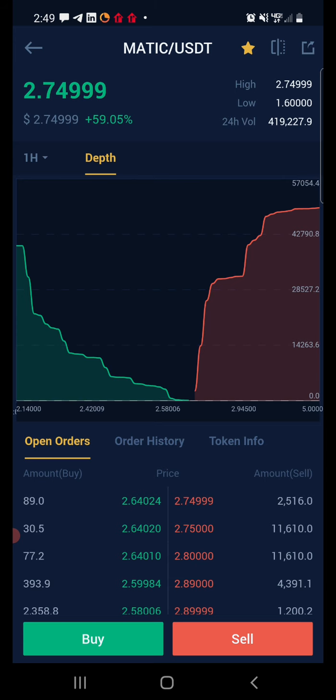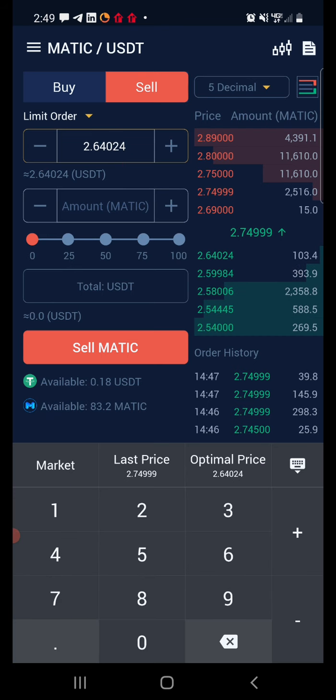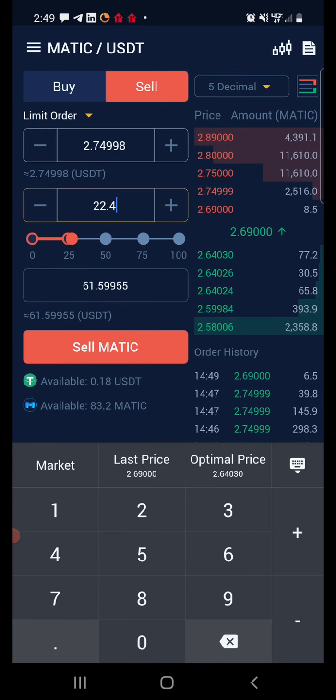So I'll just show you an example. If I can get in here and sell right before this guy. He's at 74,999, so I could do 74,998. And I could put 20 shares here, and one of those small buyers over there will buy this, just so you can see how this works.